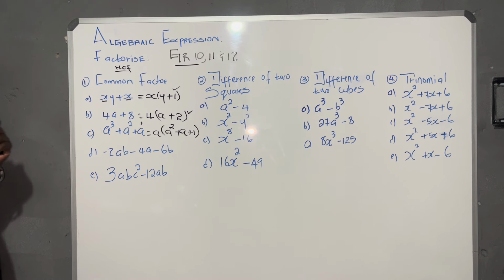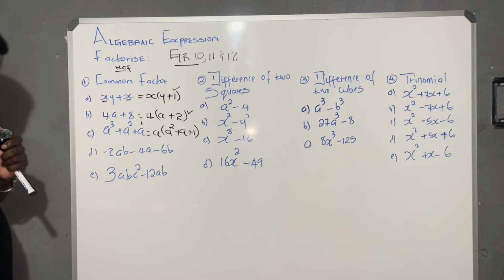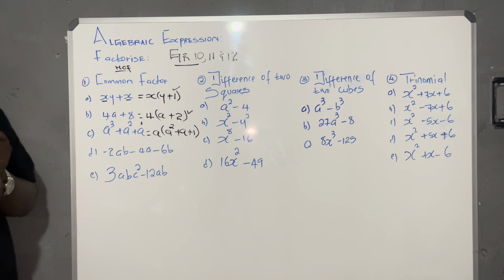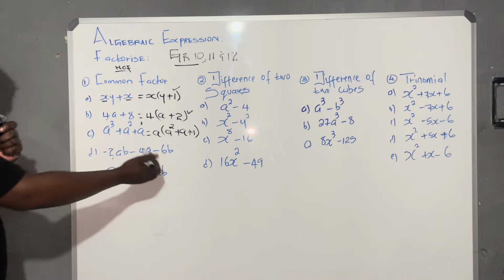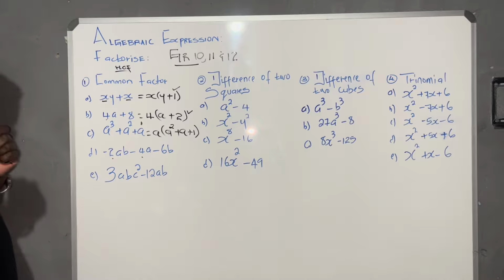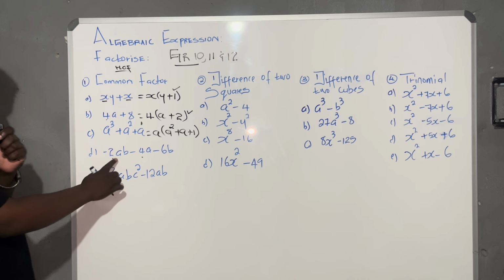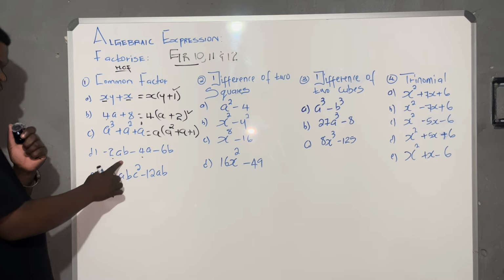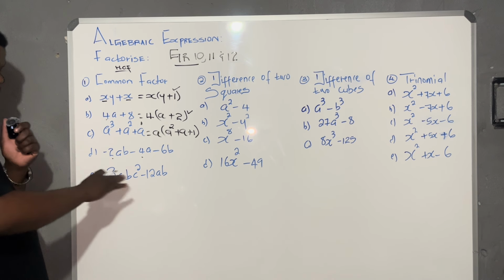Now let's check this one. Due to the space, I will try to write somewhere. Let me see what I have. I only have blue. Now, 2, 4, 6. The highest common factor here is 2 to start with. Then when I compare the variables to check what is common, I have a, b, but here I only have a. There's no b. Here I only have b. There's no a. Remember, something that is common must be available in all terms.